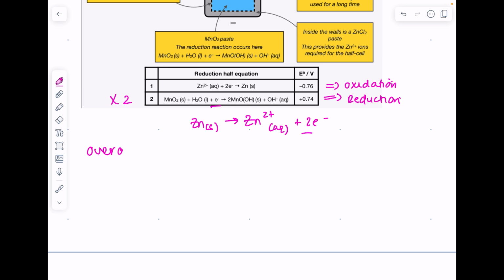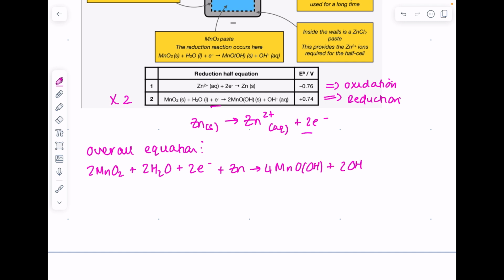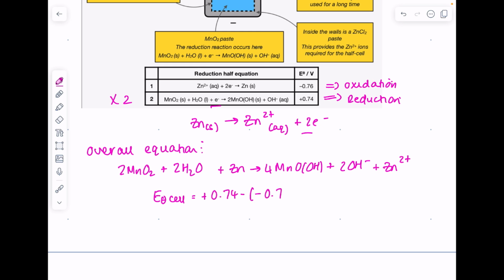So overall, then I'm going to remove those electrons to give my overall equation. And then the overall EMF. So take the more positive EMF, take away the less positive EMF, so in effect we're adding them to get a final EMF of 1.50 volts.